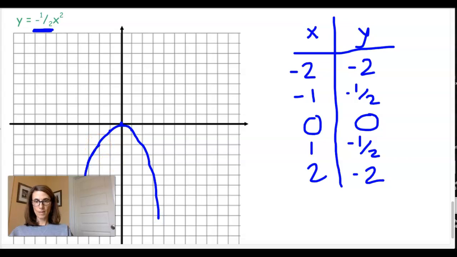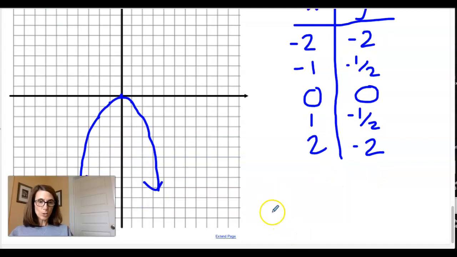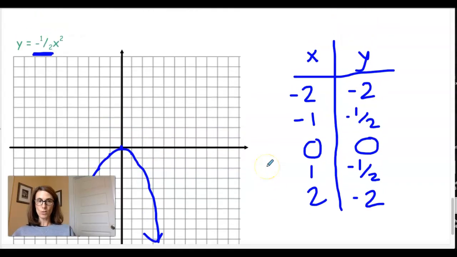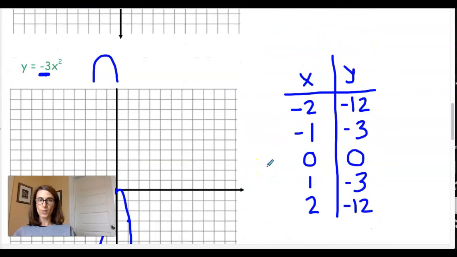Okay, so that is graphing quadratics in a nutshell. Again, these are only quadratics where we have an a value, so a coefficient of that x squared. And now I am going to trust that you can try some of these examples on your own.